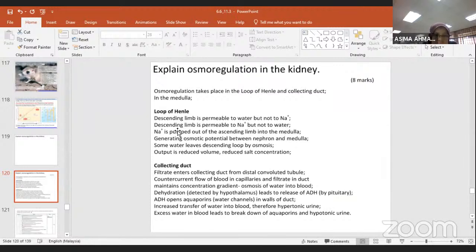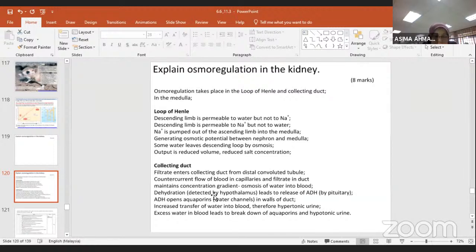Alright. Sodium ion is pumped out at the ascending limb into the medulla, generating an osmotic potential between the nephron tubule and the medulla. Some water leaves the descending loop by osmosis. Output is reduced, reducing salt concentration. Then the collecting duct: filtrate enters the collecting duct from the distal tubule. Counter current flow of the filtrate in the duct and blood in the capillaries maintains the concentration gradient, allowing osmosis of water into blood.